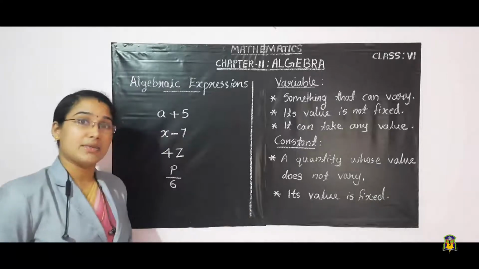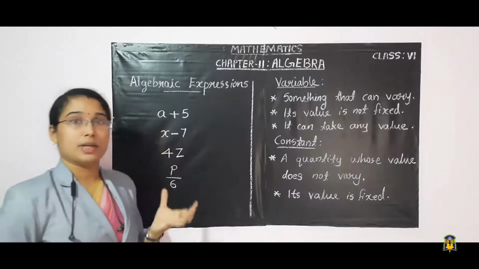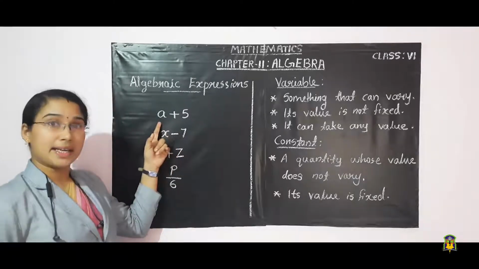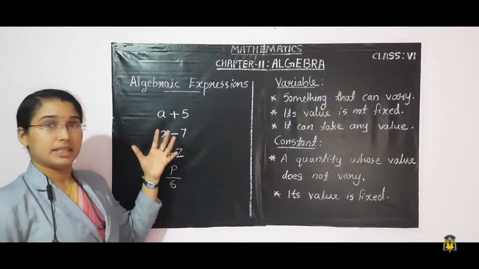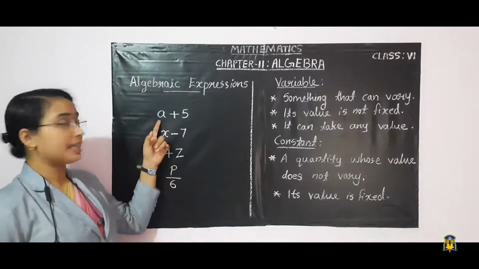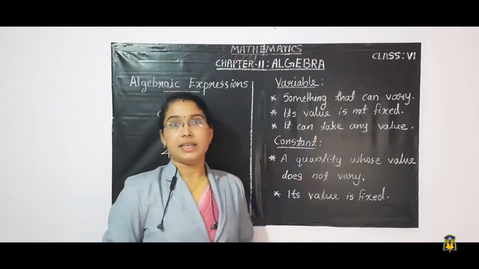It can take any values means according to the question sometimes a becomes 5. Sometimes it becomes minus 6. So any positive numbers, negative numbers, fractions, any numbers we can use instead of this a. Okay. So it can take any values.